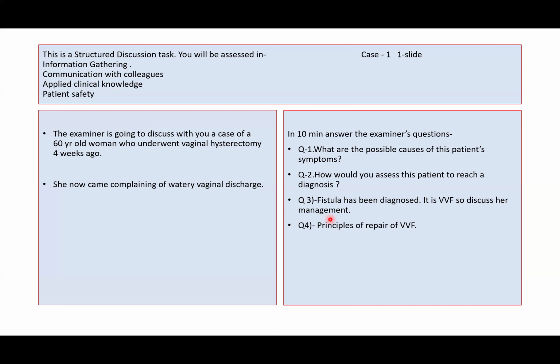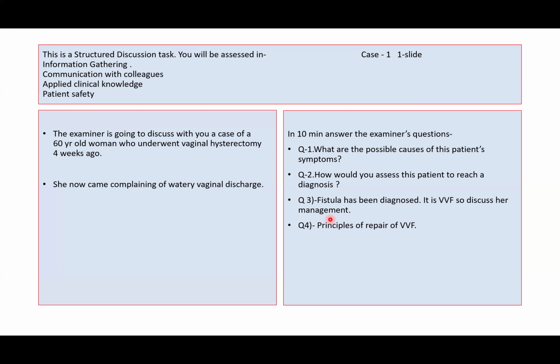Patient should be assessed for VTE, and if needed, we can give enoxaparin to avoid DVT. And also the patient should be discharged on antibiotics to avoid infection.